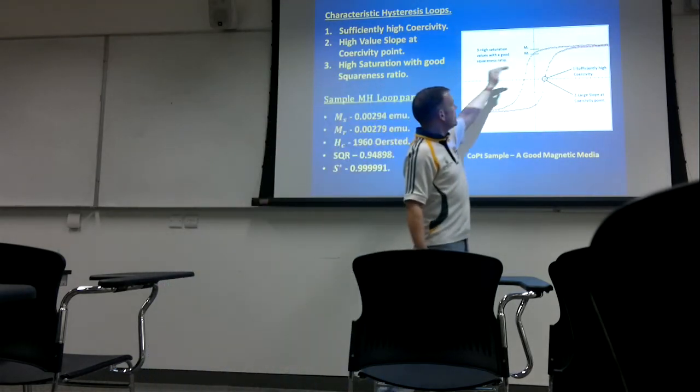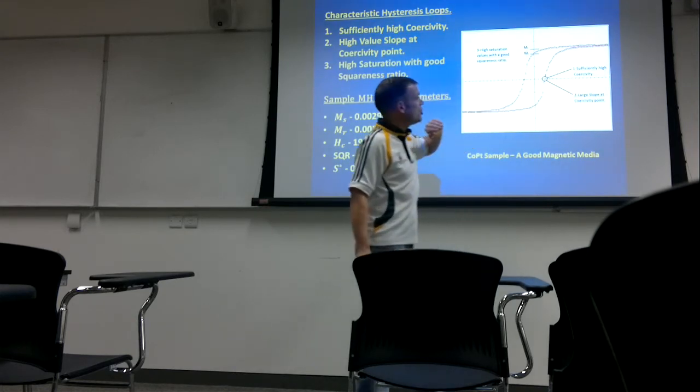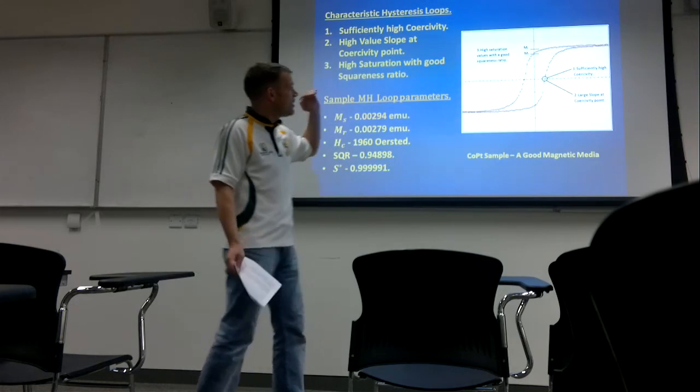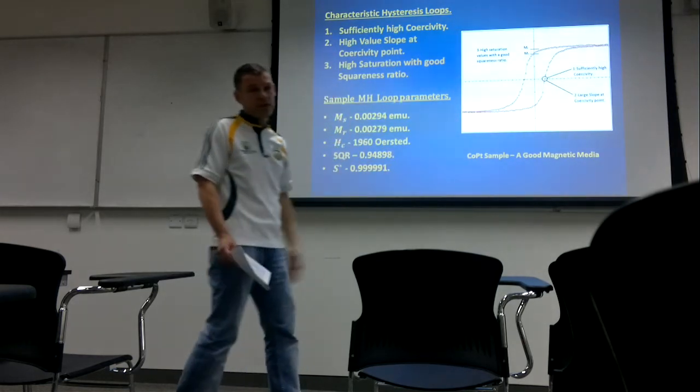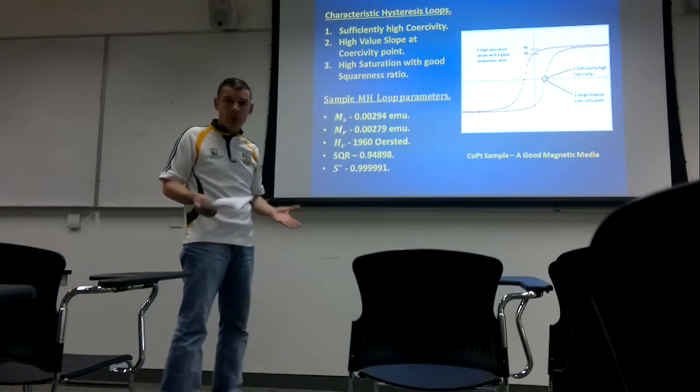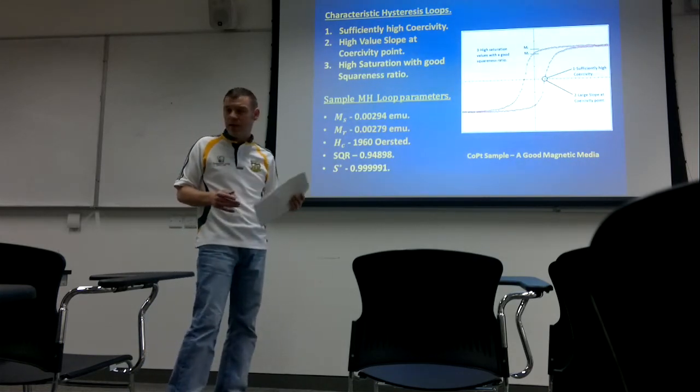A third one is high enough saturation, so that your material is magnetically influenced, with a good squareness ratio, stating that the magnetic compound holds on to its magnetic influence.